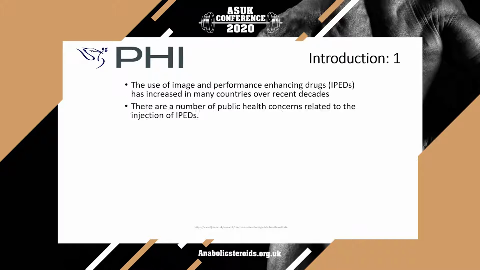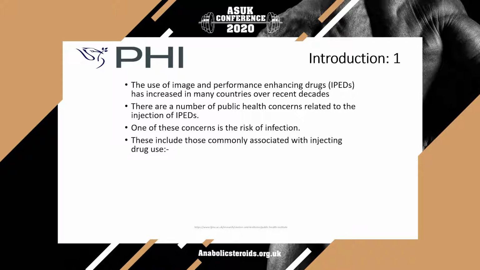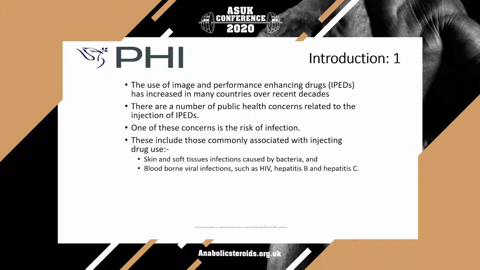However, there are a number of public health concerns related to the use and the injection of image and performance-enhancing drugs. For example, there's evidence to suggest that the use of anabolic androgenic steroids can cause harm to the heart, liver, and brain. When it comes to the injection of these drugs, there is, of course, the risk of infection. And these will include the infections commonly associated with injecting drug use. That is skin and soft tissue infections, primarily caused by bacteria, and blood-borne viral infections such as HIV, hepatitis B and C.